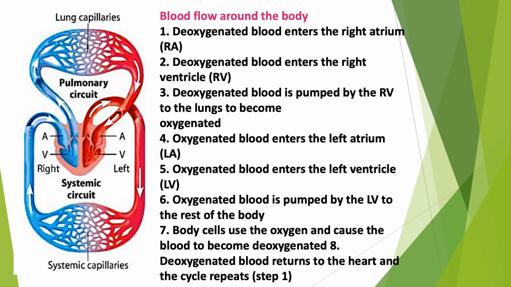Oxygenated blood enters the left atrium. Oxygenated blood enters the left ventricle. Oxygenated blood is pumped by the left ventricle to the rest of the body. Blood cells use the oxygen and cause the blood to become deoxygenated. Deoxygenated blood returns to the heart and the cycle repeats. All the steps once again.